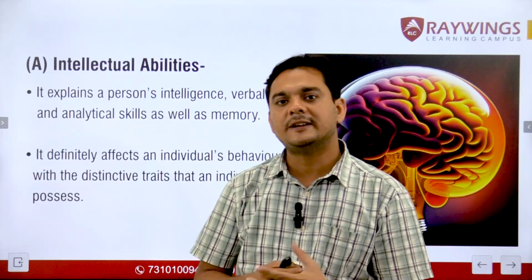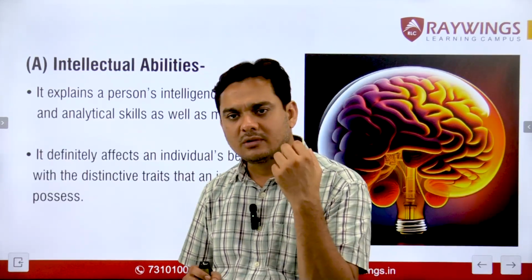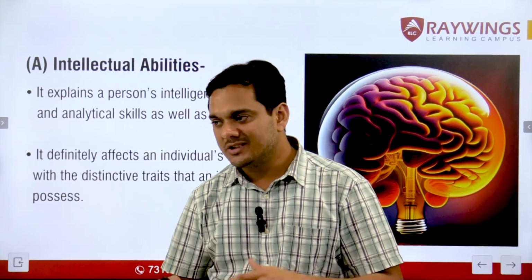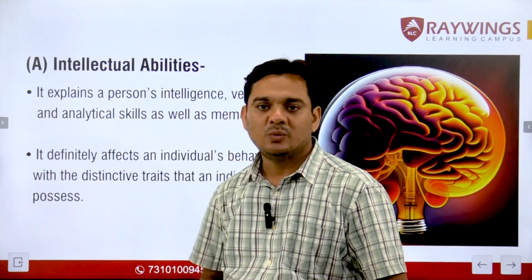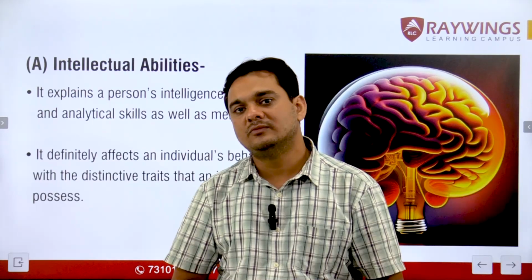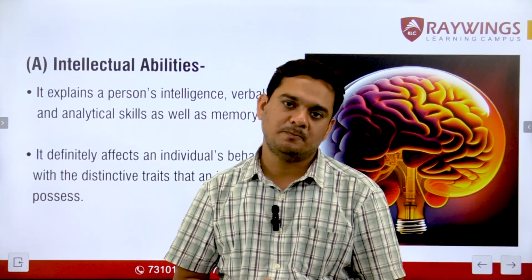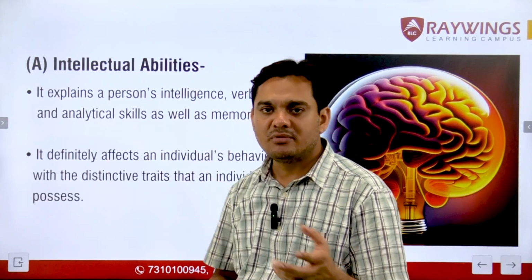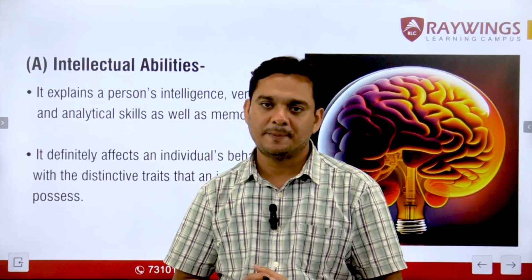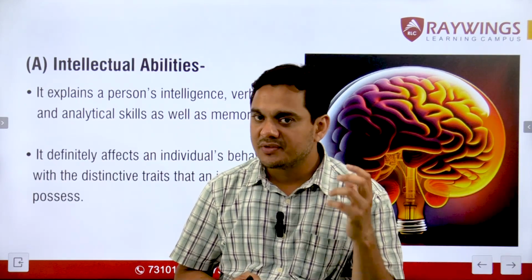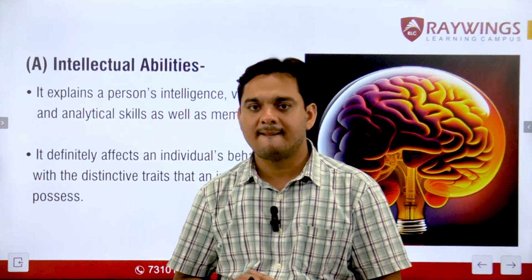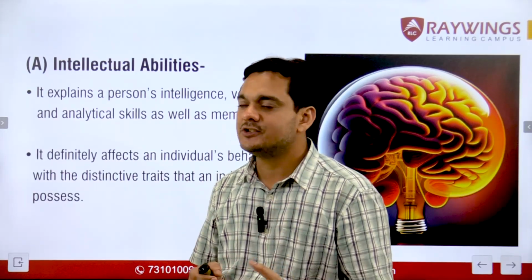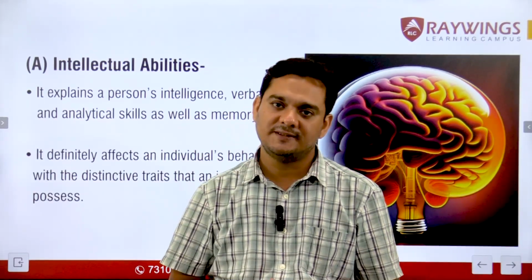Now, what are verbal and analytical skills? Something we use when we communicate with people, when we talk with other people, when we interact with other people, when we think about a particular problem and try to find a solution. These are known as verbal and analytical skills, as well as memory. We do have a memory power. We tend to remember things, what we did in the past. So all these come together into a single capsule called intelligence or intellectual ability.